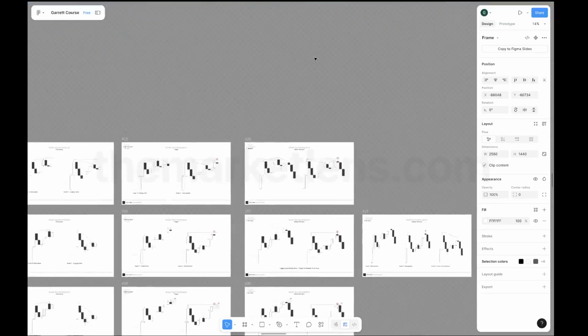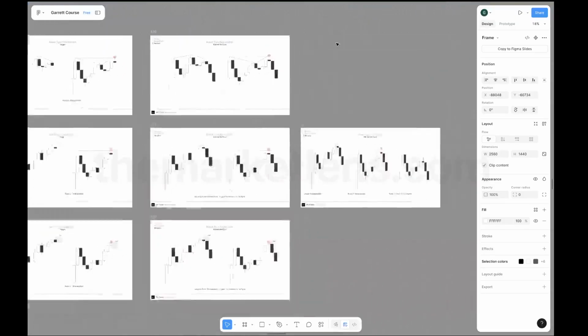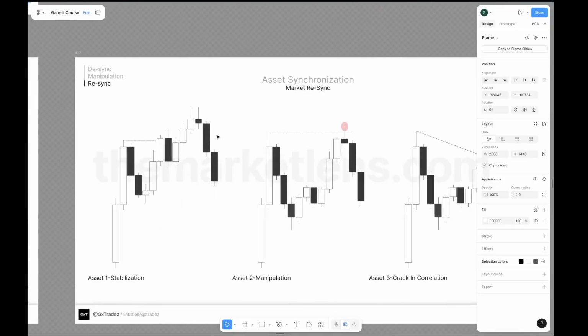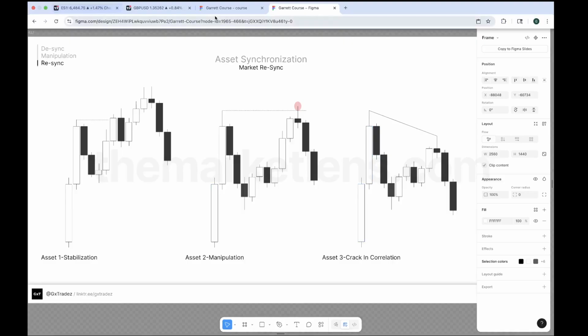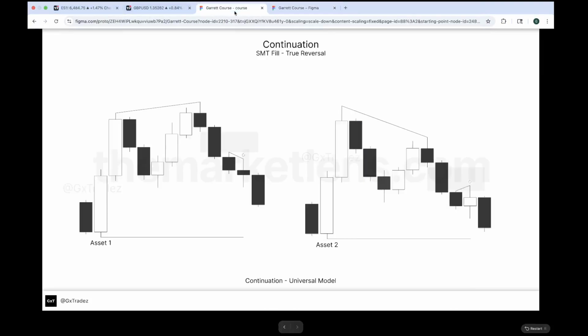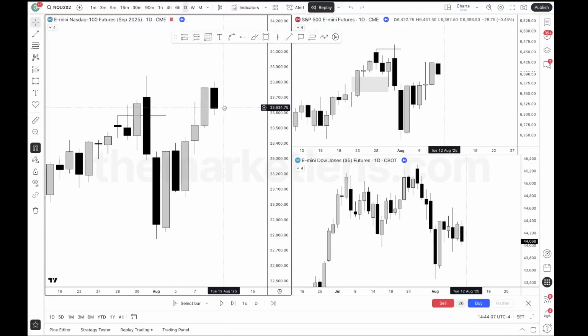Here it is, right here. This would be NQ failing to reverse off Monday's high. Here's ES breaking the SMT. Here's YM forming SMT, right? This is a reversal sequence and how markets become correlated. Just one of the sequences, right? That's what we're seeing here, right?